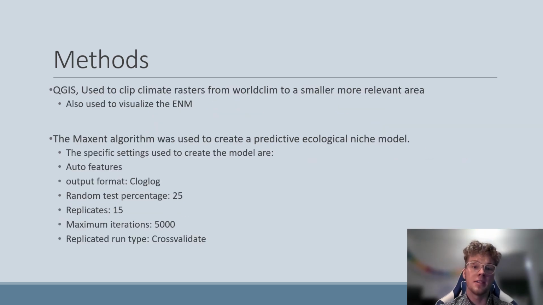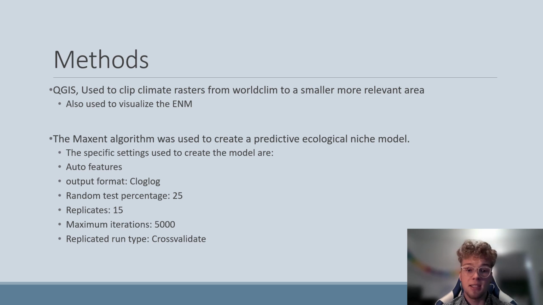Getting more into the specifics about that modeling, we used QGIS to clip the climate rasters from WorldClim to a smaller, more relevant study area. This was also used to visualize the ENMs in the models that you'll see. And the Maxent algorithm was used to create the predictive ecological niche model.